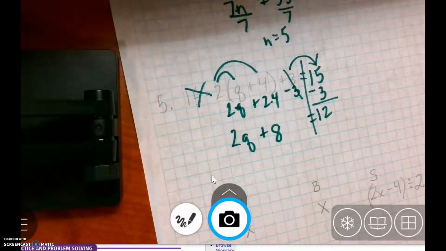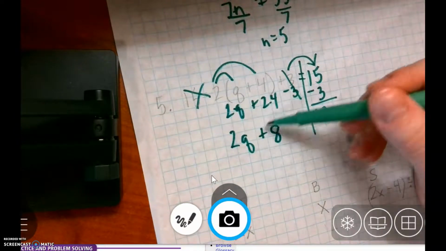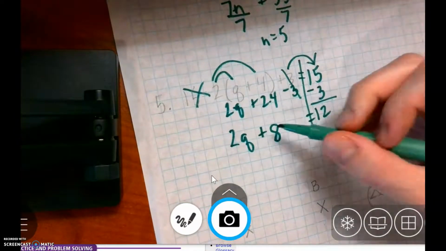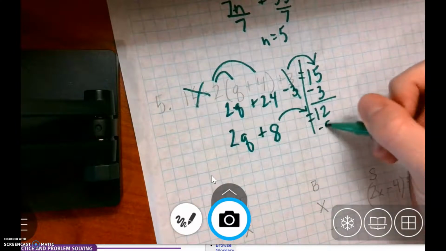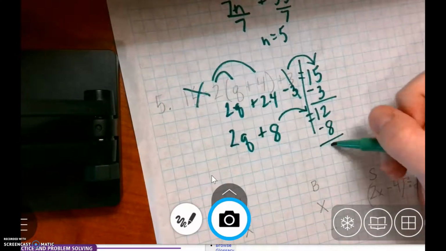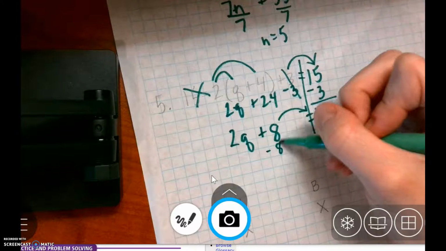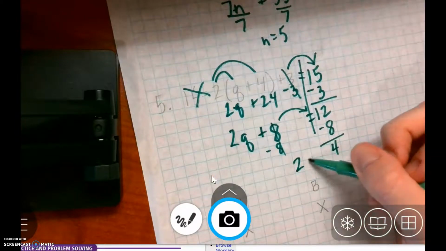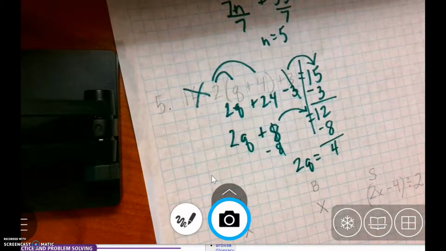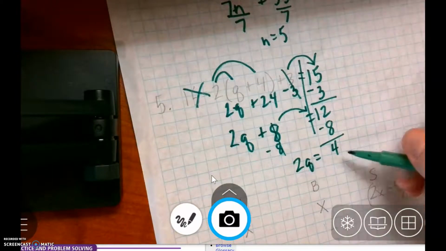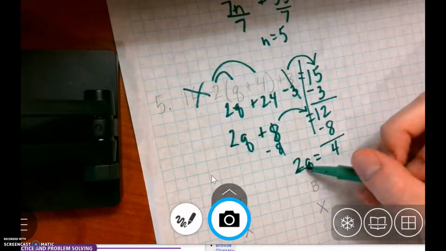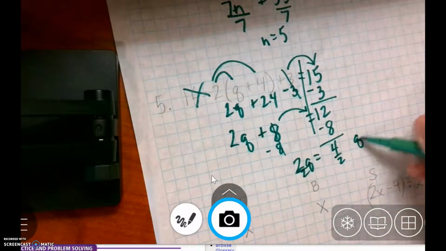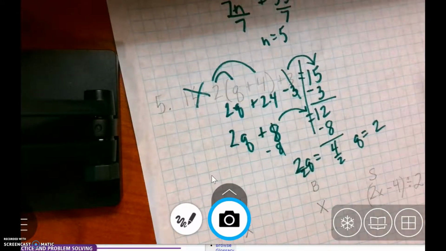Now I want to add or subtract first. So I want to get rid of this plus 8 and do the inverse and subtract 8. 12 minus 8 is 4. Do it to this side just to cross off. I'll bring this down. 2 times what equals 4? I'll divide by 2 on each side. And q equals 2.